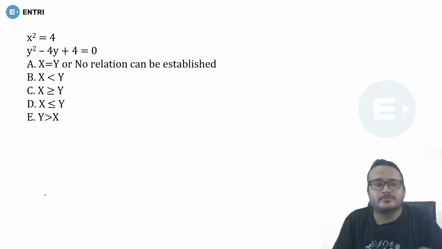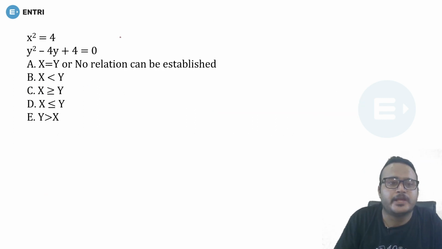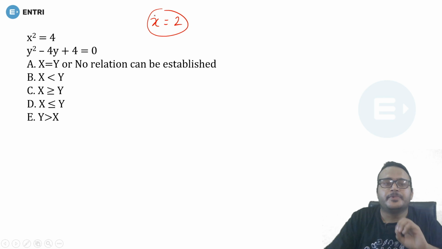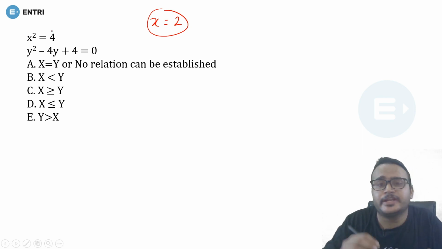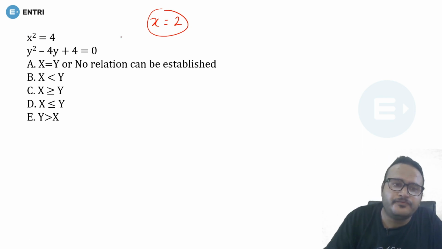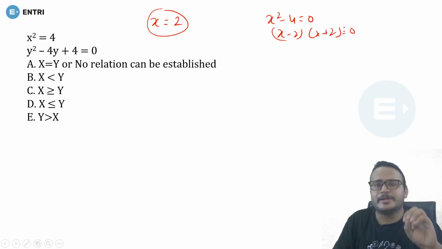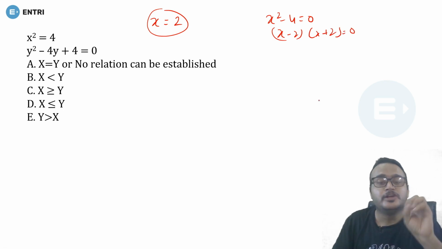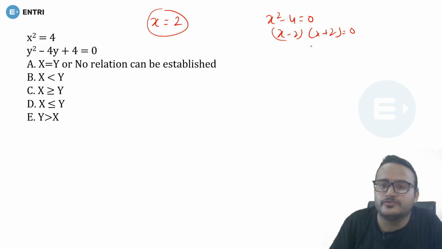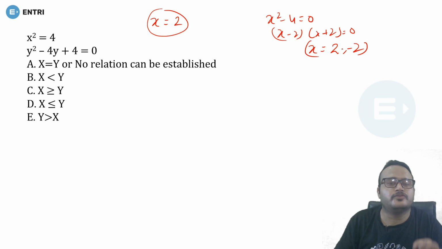Okay guys, so the next question we have, x square equals 4. Most of the aspirants write x equals 2. This is wrong, because here the power of x is 2, so there will be 2 values of x. If you write this equation like x square minus 4 equals 0, then x minus 2 and x plus 2 factors will be there, because it is a square minus b square, that means a minus b and a plus b. So you will have two values of x: x equals plus 2 and minus 2.